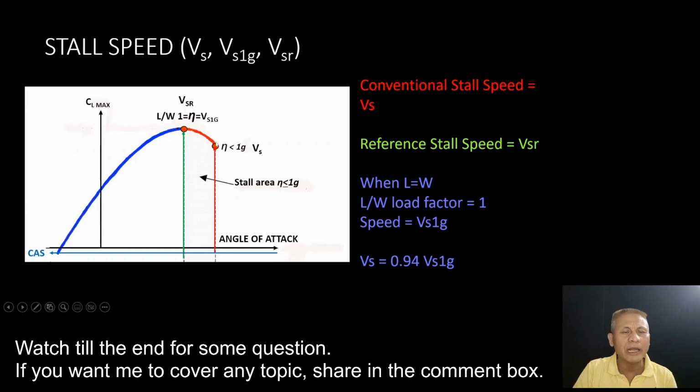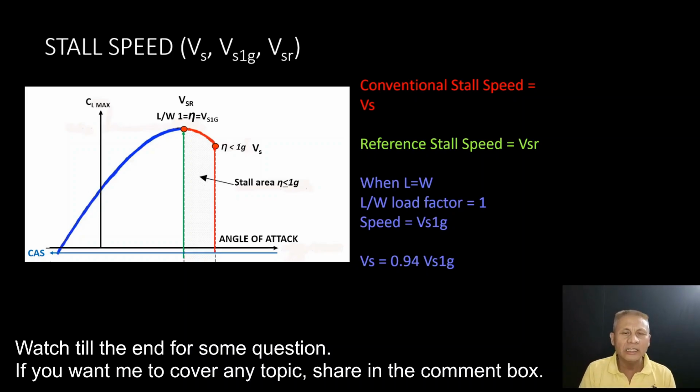The particular speed at which the aircraft stalls or starts losing height is known as the stalling speed, which is known as the conventional stall. But in modern aircraft like fly-by-wire aircraft, the stalling of the aircraft is protected by the system.